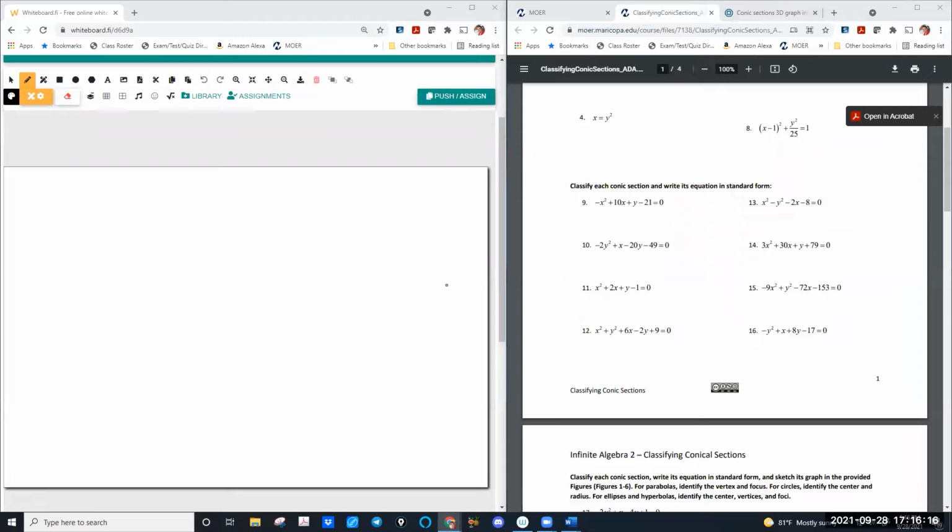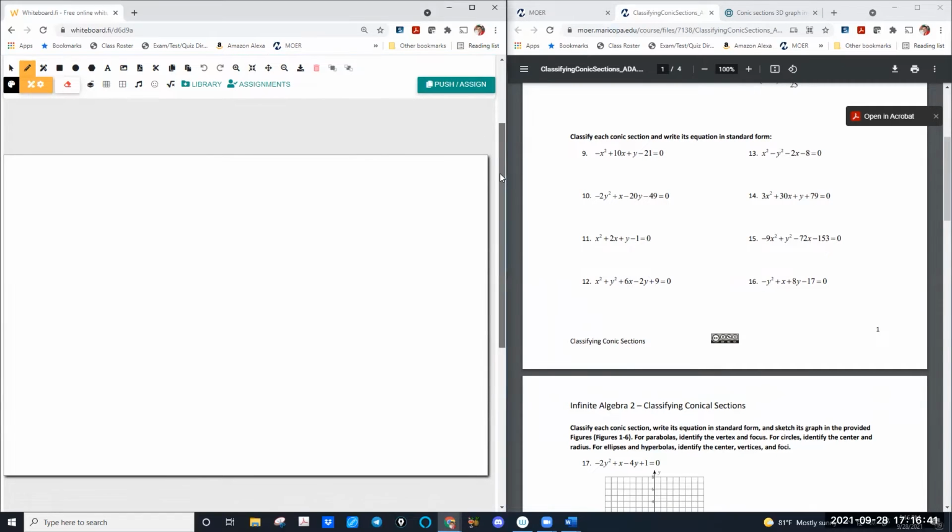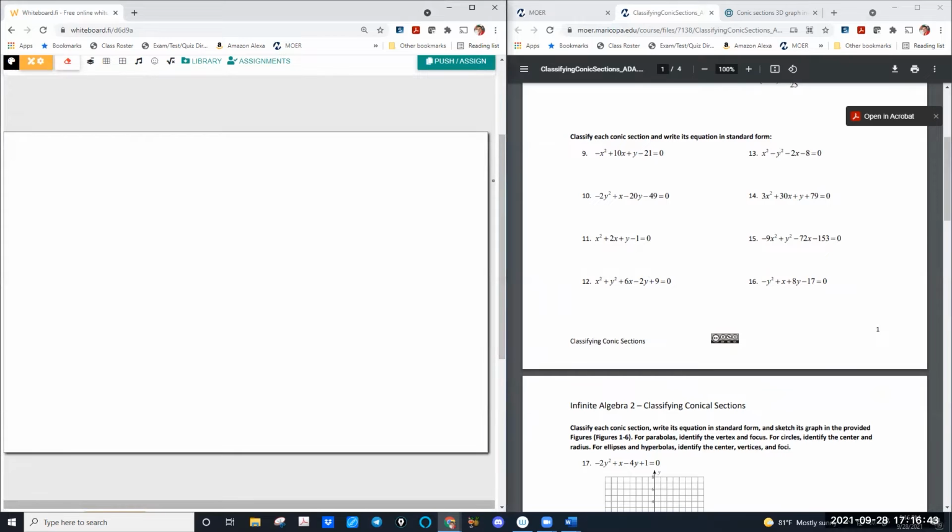What we're going to do today is take some time to identify the type of conic section we have, and then identify some of its important pieces: its vertex, its vertices, its foci, focus if it's one or two, that sort of thing. I'll talk about some of these pieces as we go along, because we've noticed there's a lot of overlap.